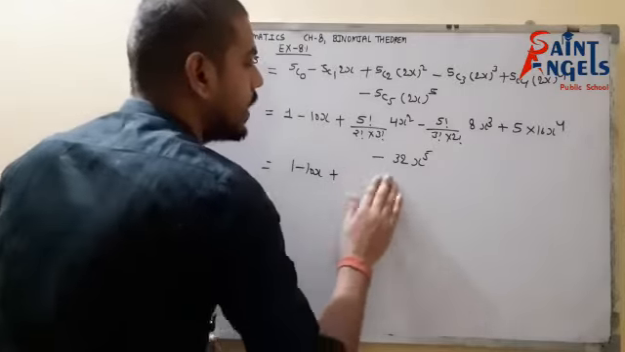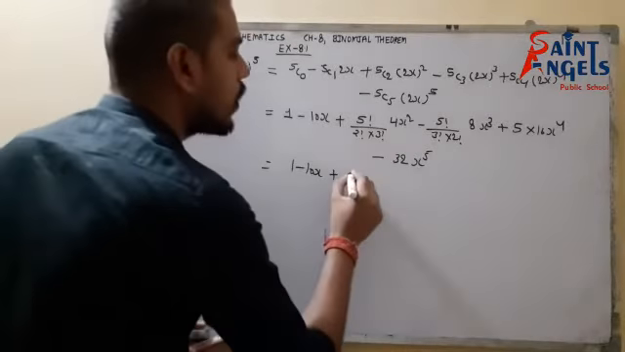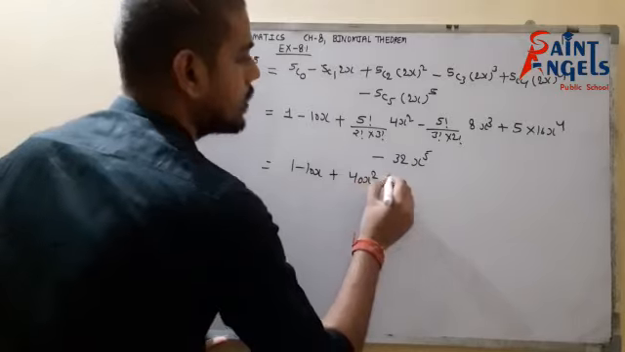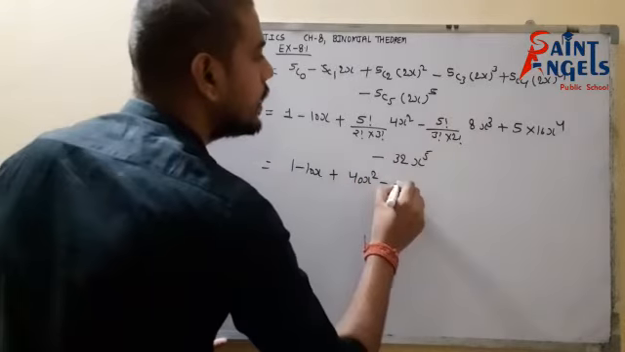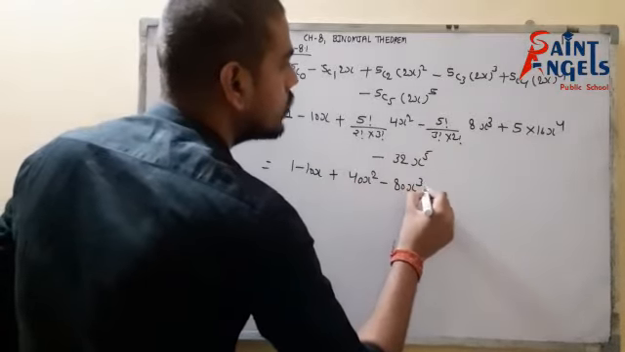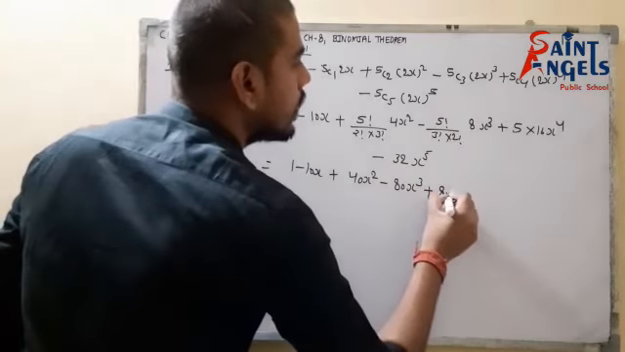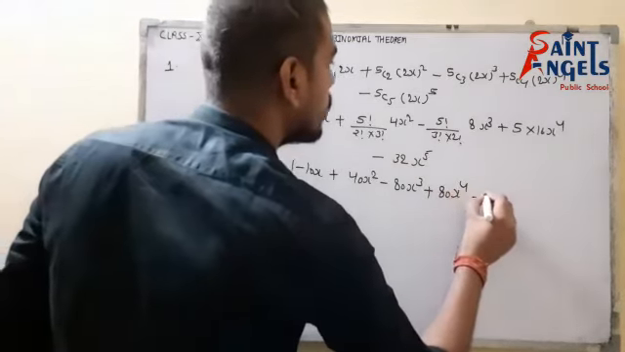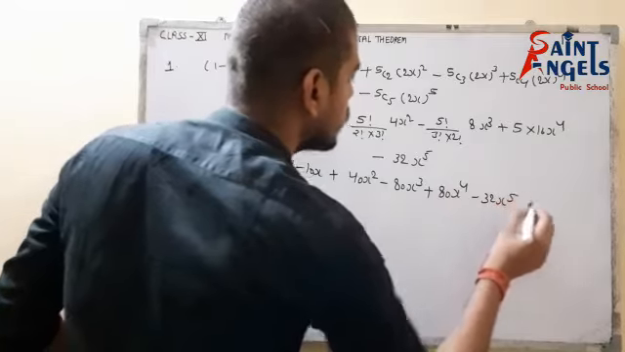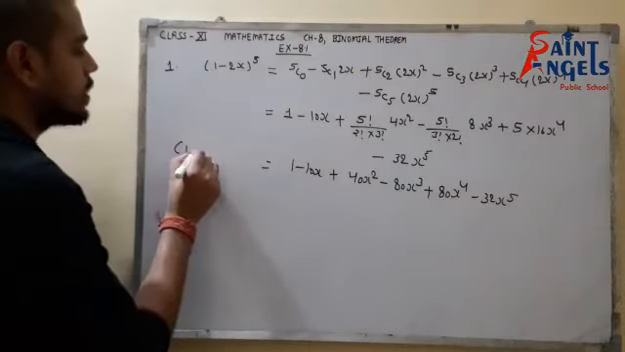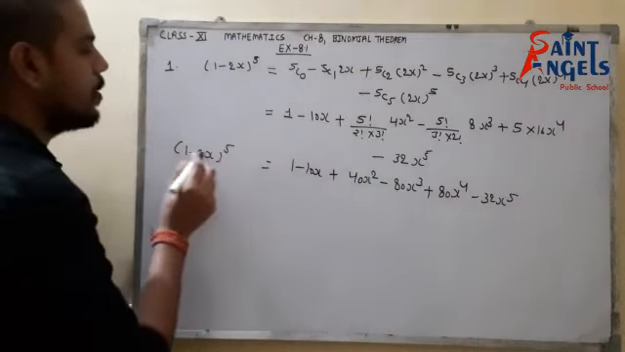So I'm writing it directly over here. So that would be 10 into 4, 40x square. Minus this also would be 10. So 10 into 8, 80. 80x cube plus 80x to the power 4 minus 32x to the power 5. So this is the expansion of 1 minus 2x to the power 5.